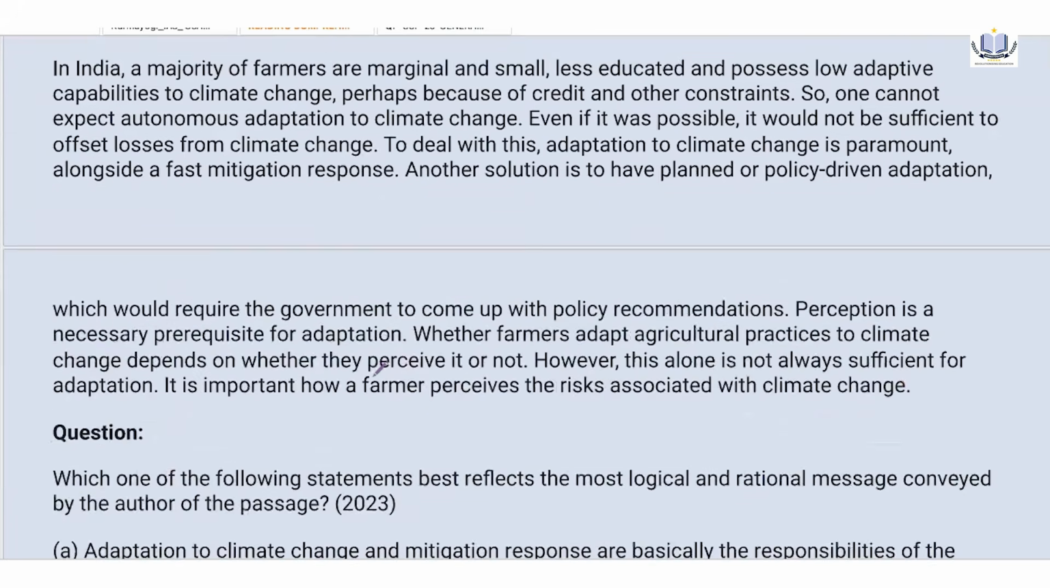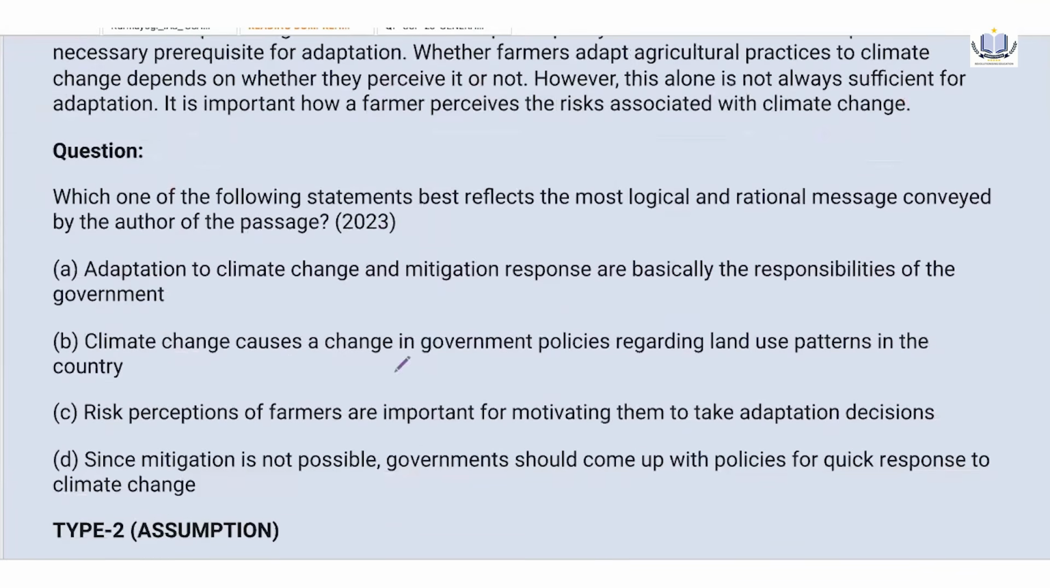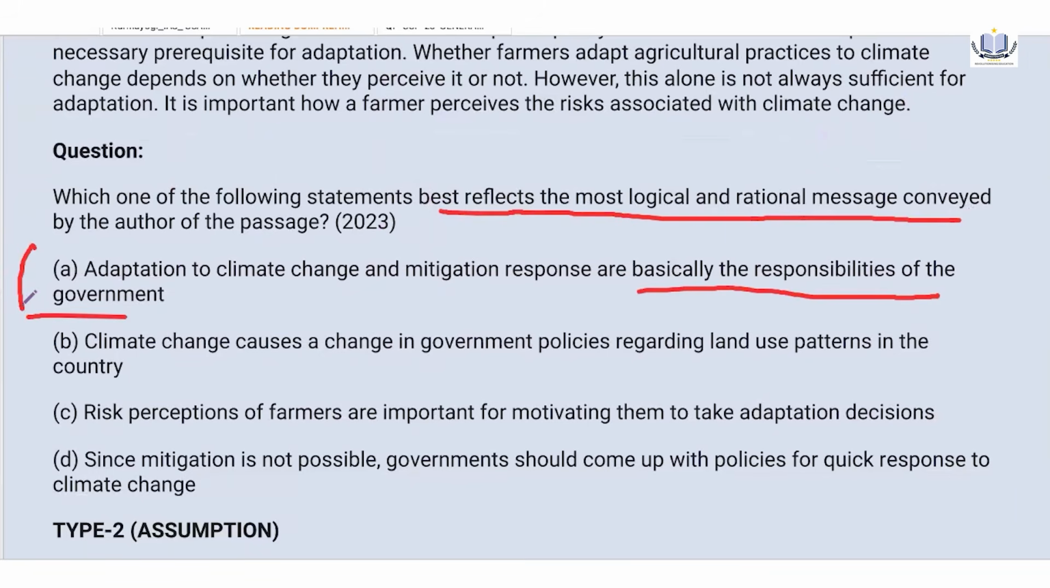So this is the passage. What will we do? We will first read the options. Which one of the following statements best reflects the most logical and rational message conveyed by the author of the passage? Option A is: adaptation to climate change and mitigation response are basically the responsibilities of the government. It is a very narrow statement. So the probability of option A being correct will be lesser.